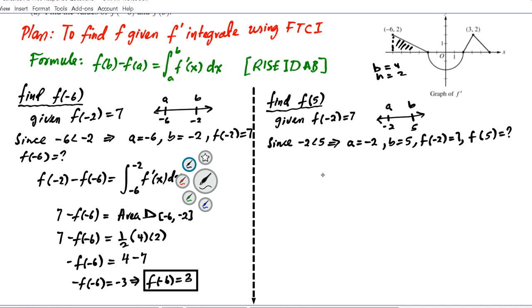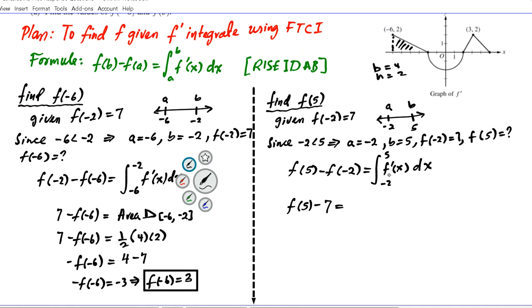So let's apply FTC part 1. f of B is going to be f of 5 minus f of -2. That's f of B minus f of A, which equals the integral of the derivative f prime from A to B, so from -2 to 5, dx. Now, we know what f of -2 is. f of -2 is 7, that's given.